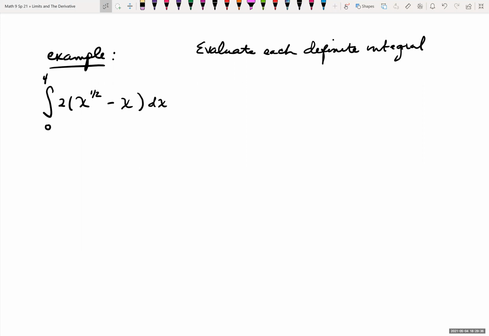We can either pull that 2 out in front of the integral, or we can distribute that 2. I would just say let's distribute it, and then let's take the integral. So we have 2x to the 1/2 minus 2x dx. Okay, so taking the antiderivative of 2x to the 1/2. The 2, we leave it alone. For x, we add 1 to our exponent. So 1/2 plus 1, 1/2 plus 2/2 is 3/2.